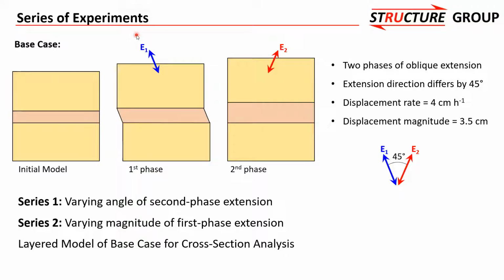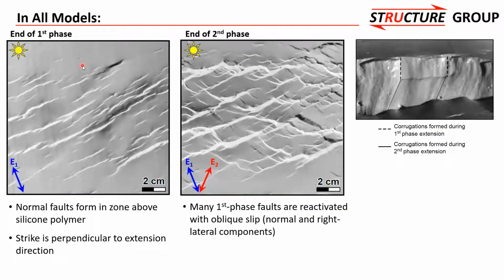And then also, as this base case, we made a layered model, which just involves adding a little bit of dye to the clay cake so we have discrete layers, so that we could analyze the cross sections of the model later, which is the third part of this talk. So there are some observations that we can make that are true for all the models, and these are going to be shown on the base case model.